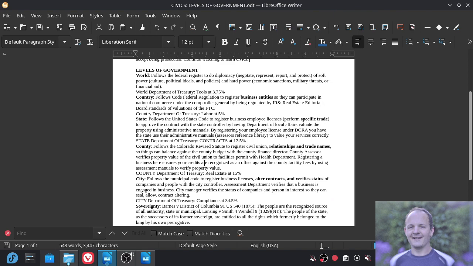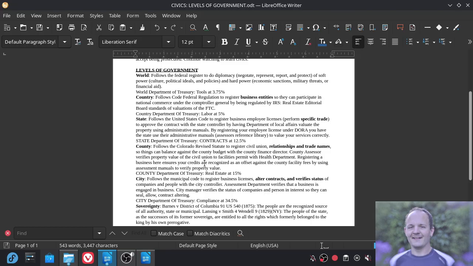The state follows the United States Code to register business employee licenses, perform specific trade, to approve the contract with the state controlled by having the Department of Local Affairs evaluate the property using administrative manuals. By registering your employee license under DOR, you have the state use their administrative manuals, assess the reference library to value your services correctly. State Department of Treasury does contracts at 12.5%.